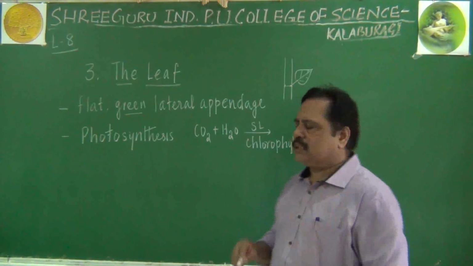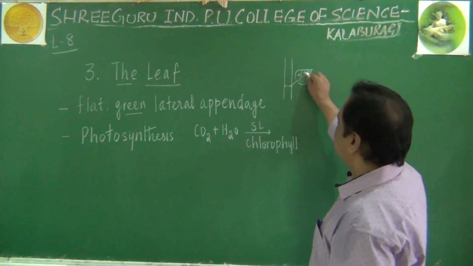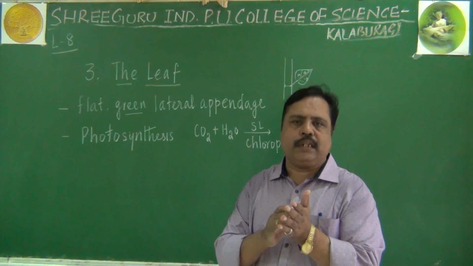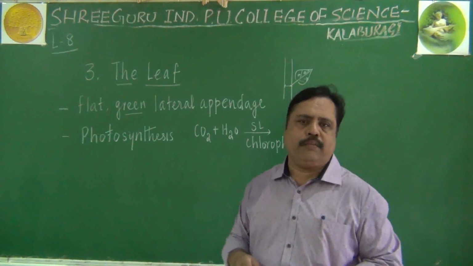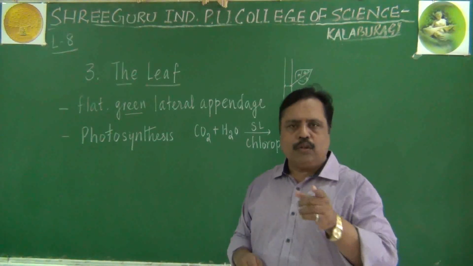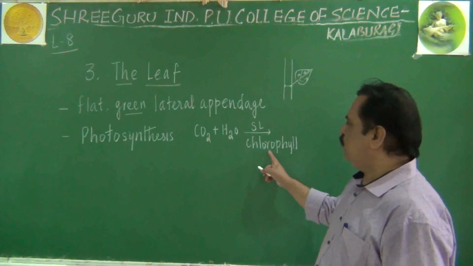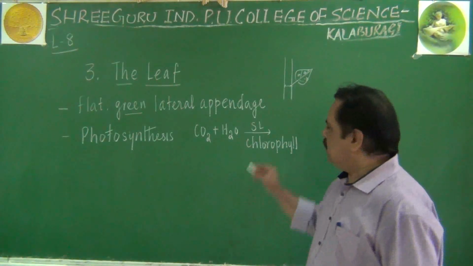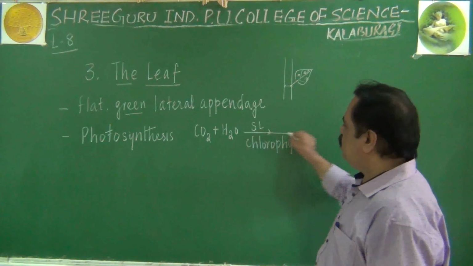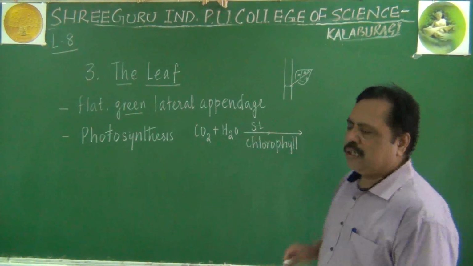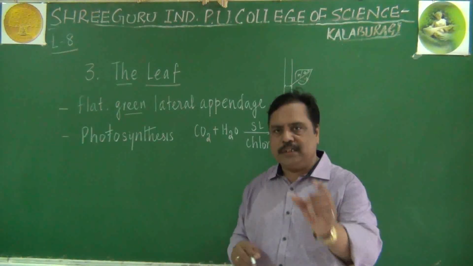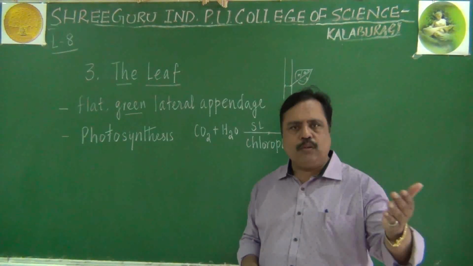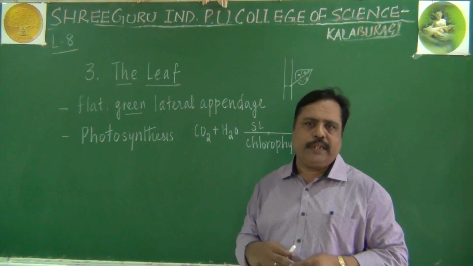Those chloroplasts occur in the leaves only. So mainly the leaves of the plant are abundantly provided with chloroplast. Those chloroplasts contain chlorophyll. That chlorophyll is nothing but a pigment. This pigment is able to absorb solar energy. Remember, that is the major difference between plants and animals. Otherwise, autotrophs and heterotrophs we can say.